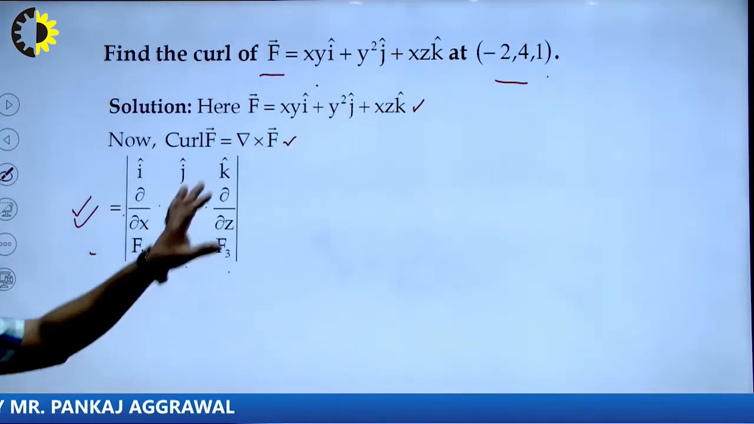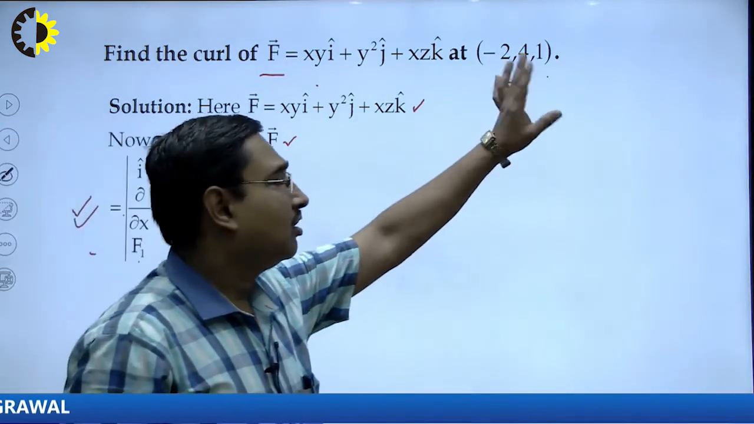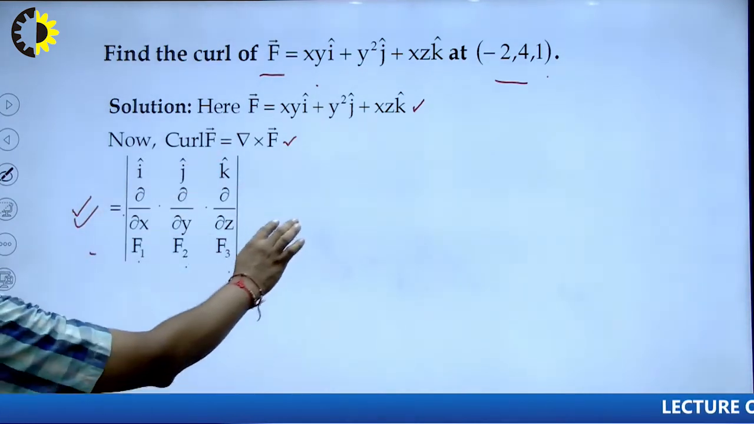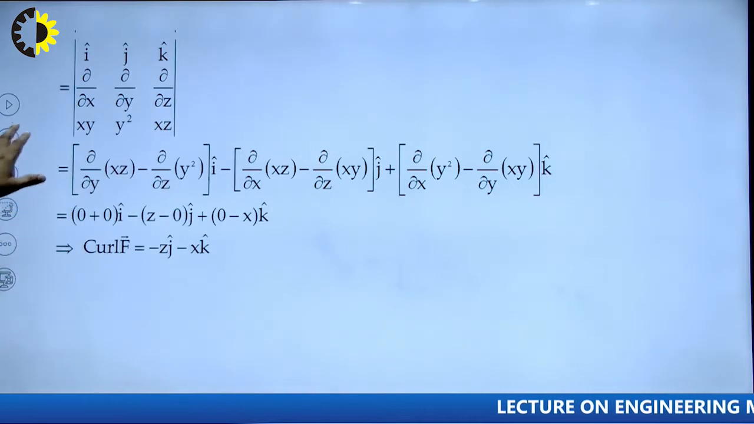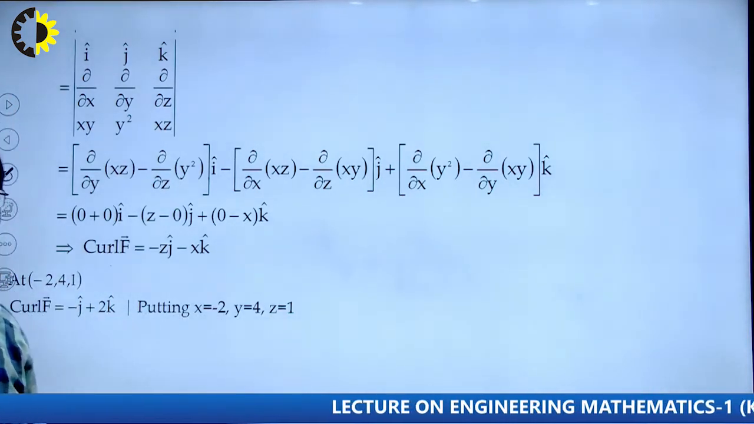What I have done? This vector function was given. We were looking for the curl of this function at this point. I calculated curl f by using its formula. Determinant was evaluated and the point was substituted to get the required value of curl.